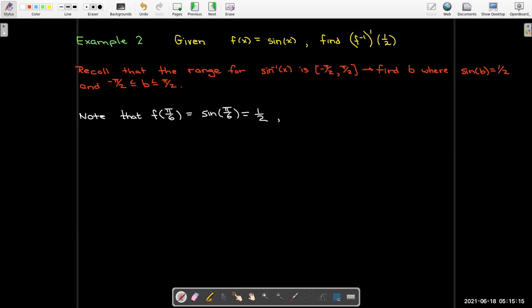All right, so sine of what value is going to give me 1/2? Sine of what angle gives me 1/2? If that angle has to be between negative pi over 2 and pi over 2, that's going to be sine of pi over 6. So I'm going to use b equals pi over 6.